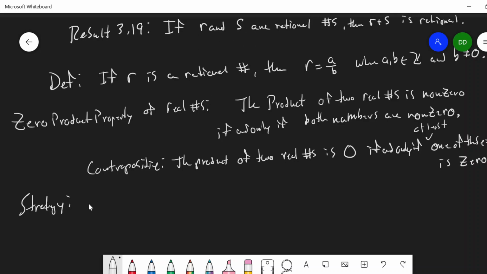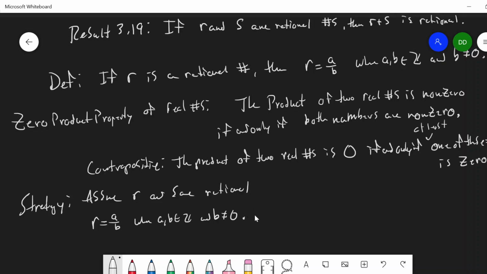So my assumption is that R and S are rational. So what does this mean? I'm going to use the definition. R is equal to A over B, where A and B are integers, and B is not equal to 0. And I know that S is rational.